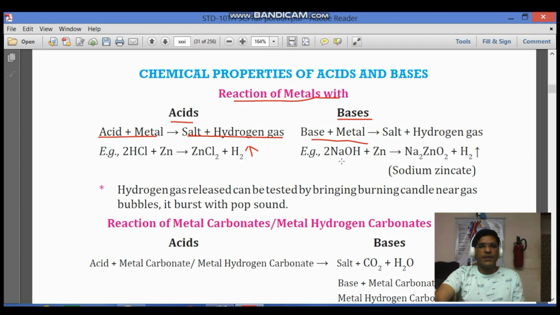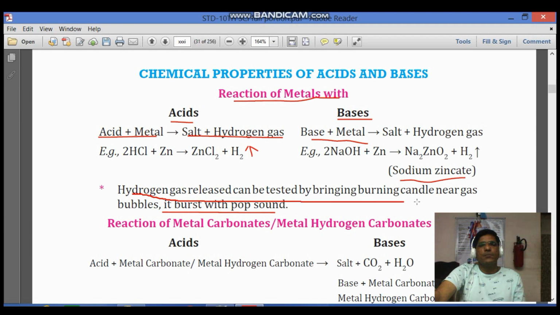So we have to make a rule like that. One more example: sodium hydroxide is also a base. When the base reacts with Zn, it gives sodium zincate, which is one type of salt. The chemical formula of sodium zincate may be asked, and hydrogen gas is liberated. Hydrogen gas release can be tested by bringing a burning candle near the gas bubble. It bursts with a popping sound.